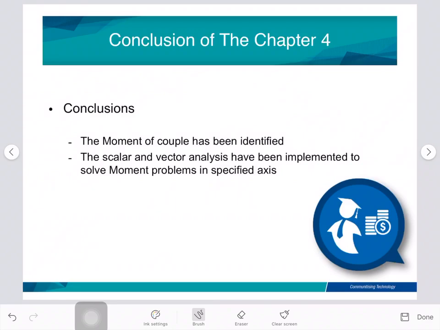Alright, so what is the outcome of our lecture today? I hope everyone understands what the moment of couple is, and you can calculate the moment of couple in 2D using scalar, and also in 3D by using vector analysis. And then you can calculate the resultant couple moment. Alright, that's all. See you in the next lecture. Bye.